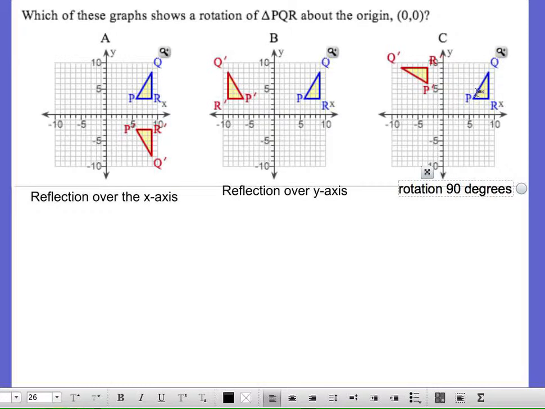Rotation, 90 degrees. And again, look at your points. Q is at 9, 8. So the new Q would be at -8, 9. Because again, X and Y are going to switch unless it's 180.